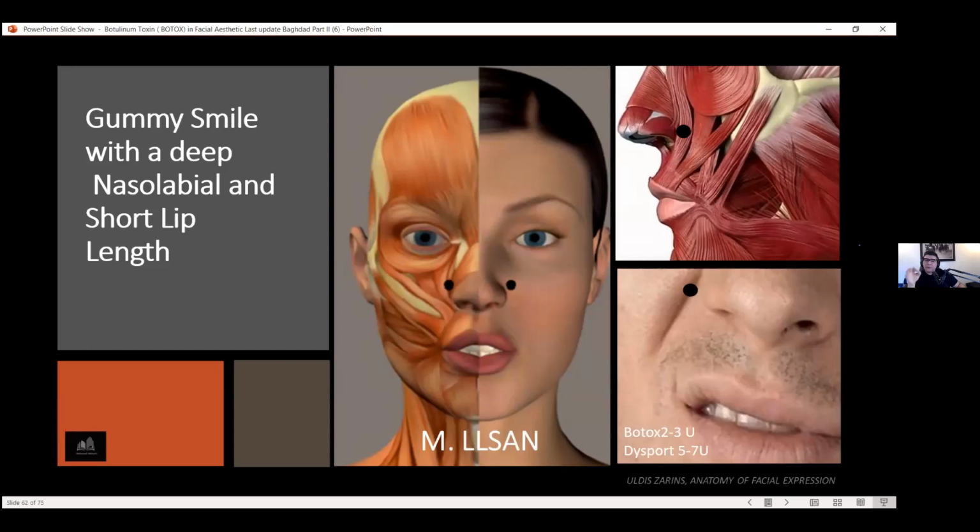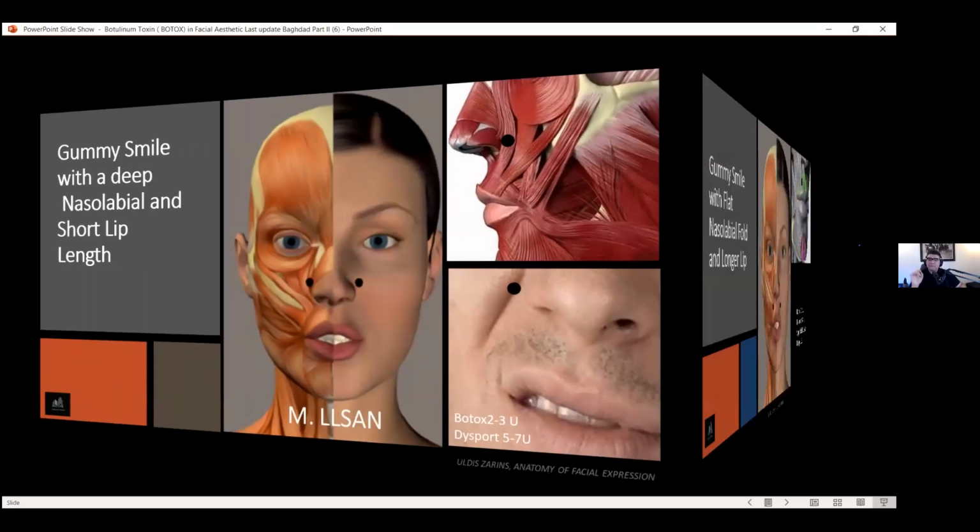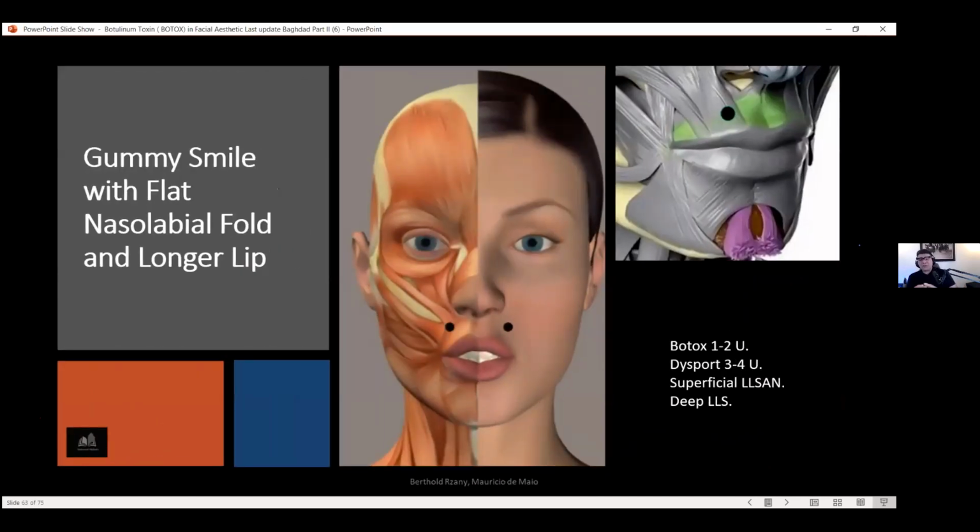So with this technique, with this kind of expression or gummy smile, I have to reach this muscle. Look at the slide, at the top right, is the levator labii superioris alaeque nasi muscle, which is responsible to elevate and create a deep nasolabial fold. While if I have a patient with the same angular gummy smile, but with a flat nasolabial fold.